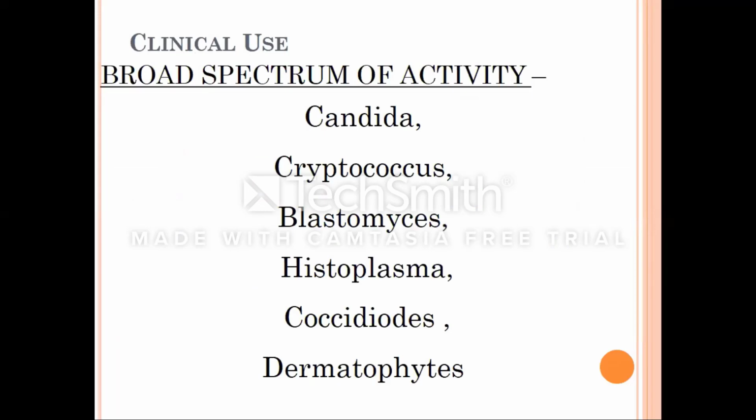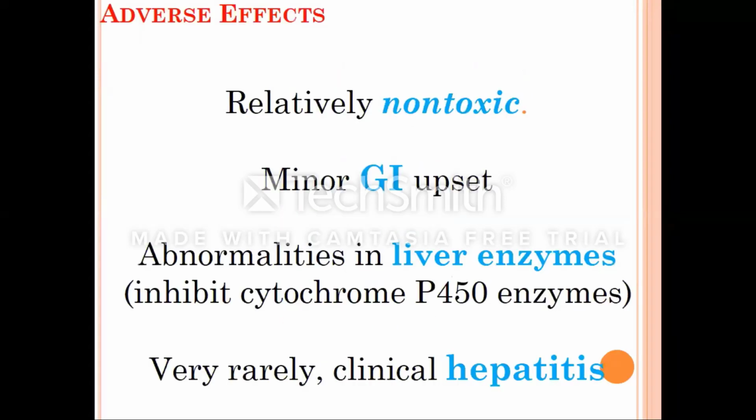Azoles are known for their broad spectrum activity. They are effective against candidal infection, cryptococcal infection, blastomyces infection, histoplasma, coccidioides, and dermatophytic infection also. Amphotericin and 5-fluorocytosine, which we have already learned, did not have a very broad spectrum of activity. But azoles have a very broad spectrum of activity. They are effective against a lot of types of fungal infection, and therefore you can see that they are very well established in the market as an antifungal drug.